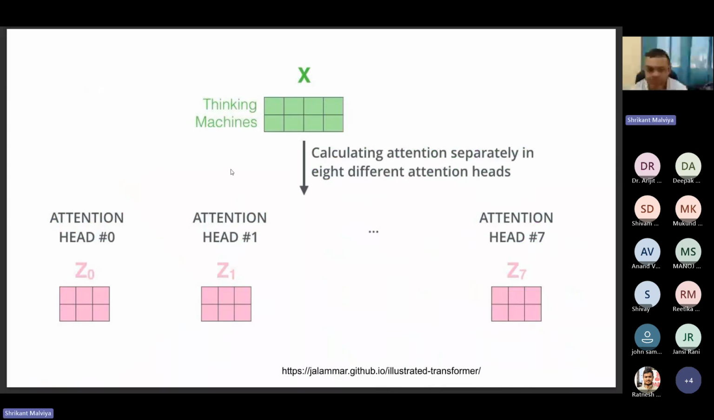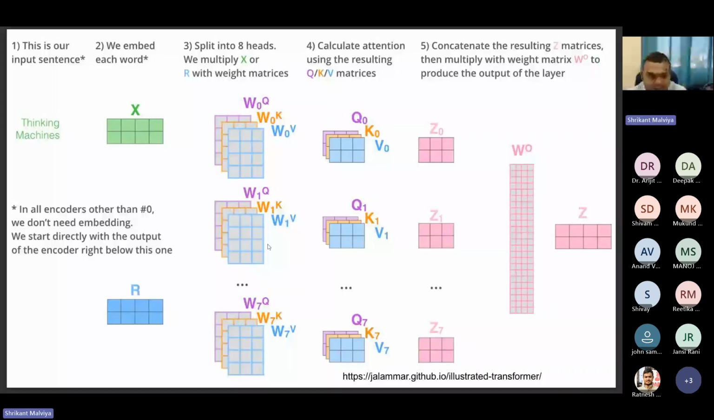For the given words, thinking and machines, as an input, we get certain vectors as an output. So z0, z1, and because we consider eight heads, they will generate the vectors, and ultimately all of them will be concatenated to give a unified representation for the given input. Okay, so that's how this information is processed.